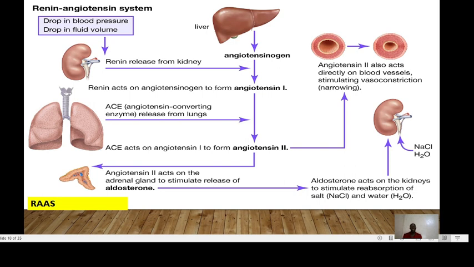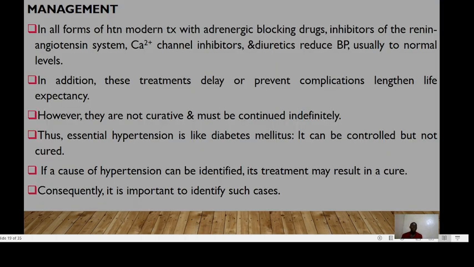And this is going to increase the blood volume, which consequently increases the blood pressure. And that's how the renin-angiotensin aldosterone system works. So this informs the management of this.